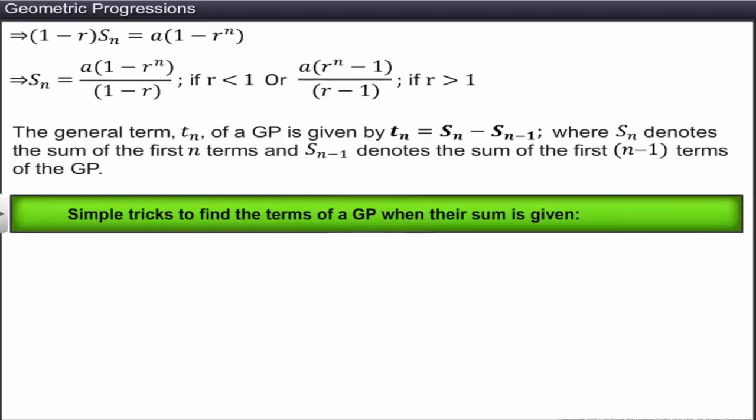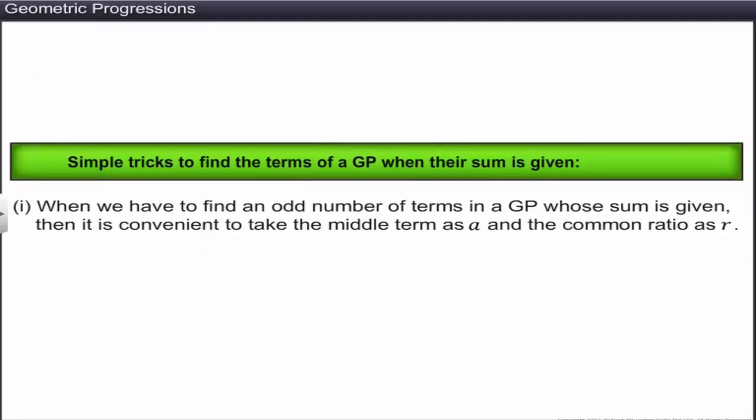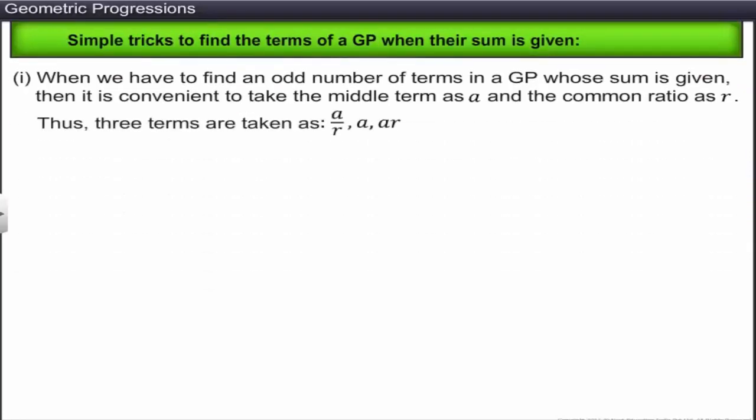then it is convenient to take the middle term as a and the common ratio as r. Thus, three terms are taken as a upon r, a, and a into r, while 5 terms are taken as a upon r square, a upon r, a into r, and a into r square.